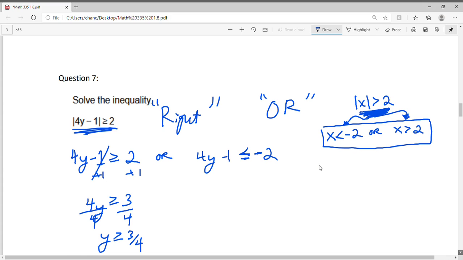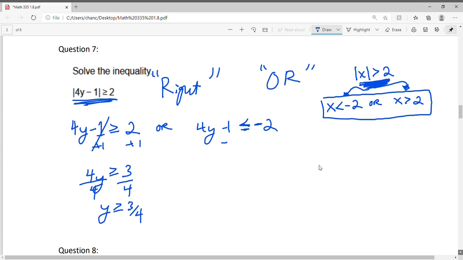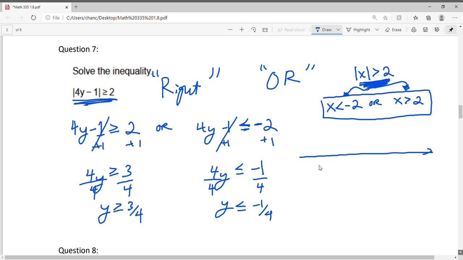That's one scenario. Now for the other scenario, we'll add 1 to both sides. 4y is less than or equal to negative 1. Let's divide both sides by 4. Y is less than or equal to negative 1/4. Now we can draw our picture. We have negative 1/4 is going to be a closed circle because of this equal sign here. And we're going to shade that to the left.